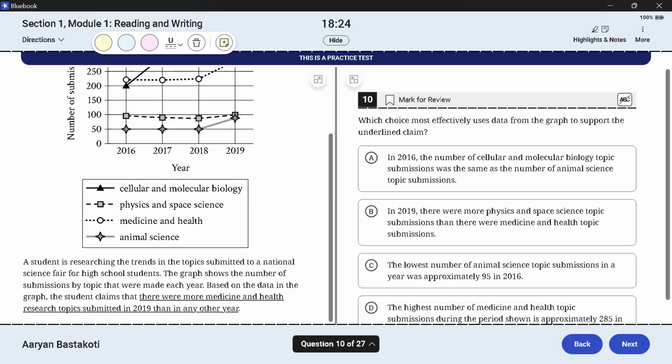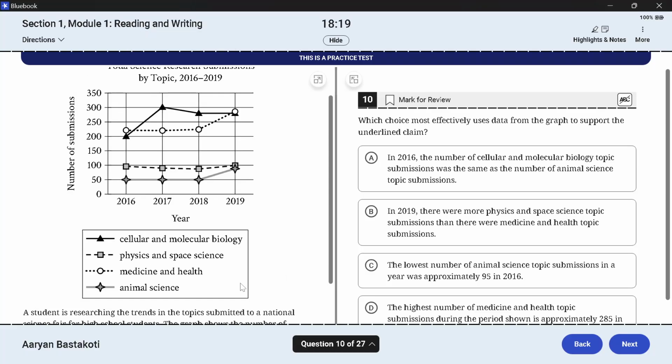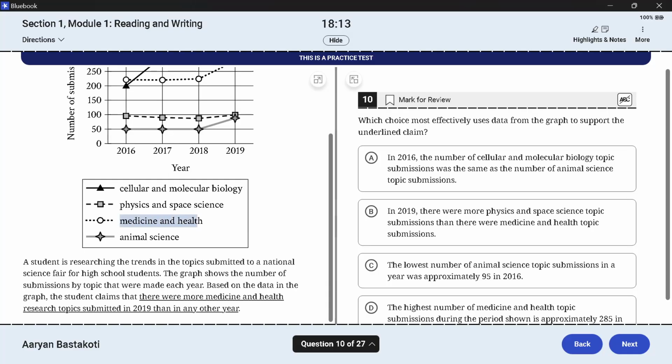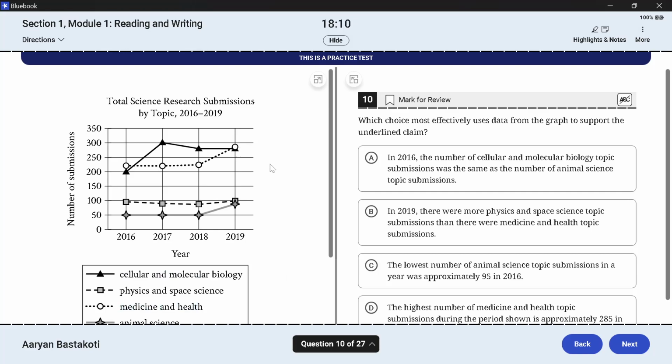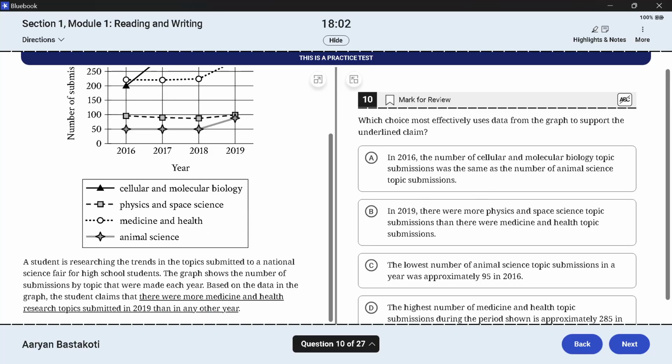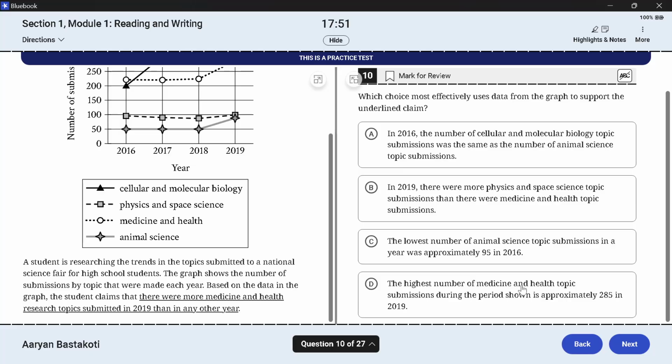Based on the data in the graph, the student claims that there were more medicine and health research topics submitted in 2019 than any other year. Okay, so this is true. In 2016, the number of cellular and molecular biology topics... we are talking about the claim about medicine and health, so we disregard this option. In there were more physics, not really. The lowest number of animal science topic submissions, not really. The highest number of medicine and health topic submissions during the period is shown, approximately 285 in 2019.